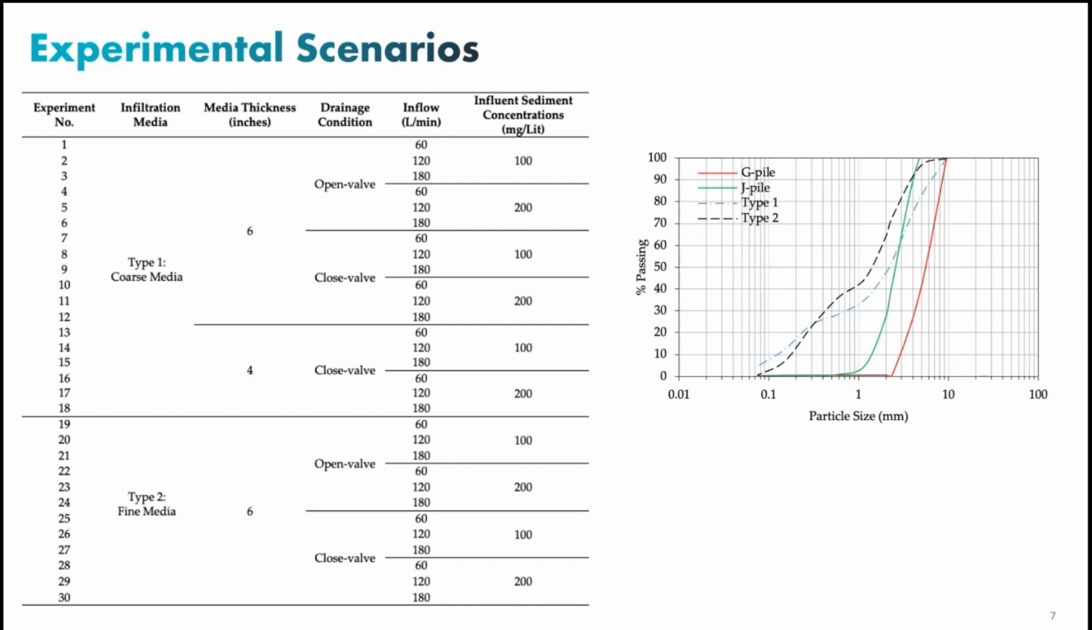On the right side, you can see the gradation of the material we use. The G pile refers to the coarse expanded shale. The J pile refers to the sand-size expanded shale. Those are the terminologies used by the manufacturer. And then when we mix them with the sandy soil, we have type 1 and type 2, the dashed lines. Next slide, please.